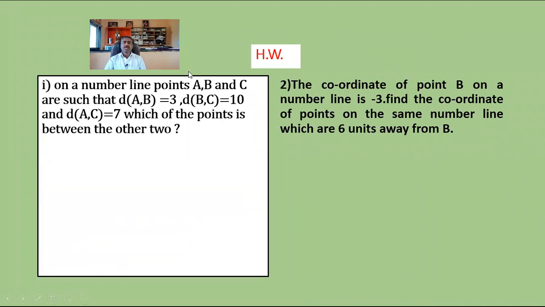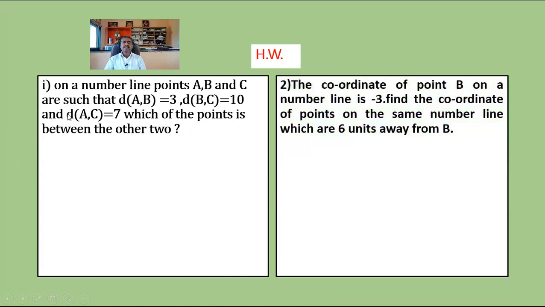Today's homework. First problem for homework. On a number line, points A, B and C are such that distance AB is equal to 3, distance BC is equal to 10 and distance AC is equal to 7. Which of the points is between the other two?